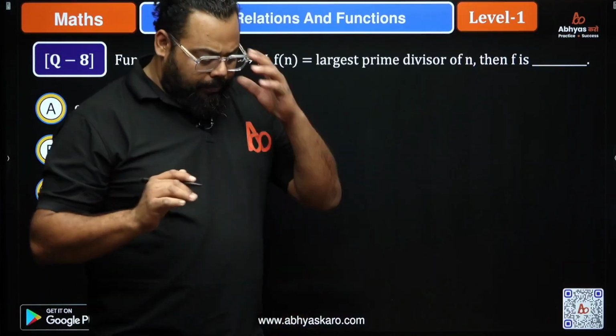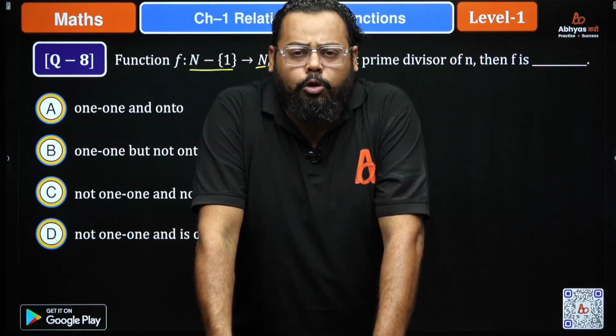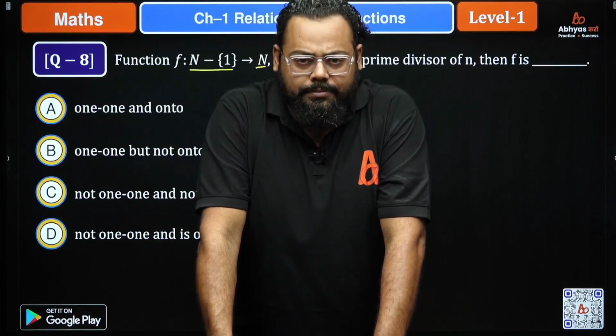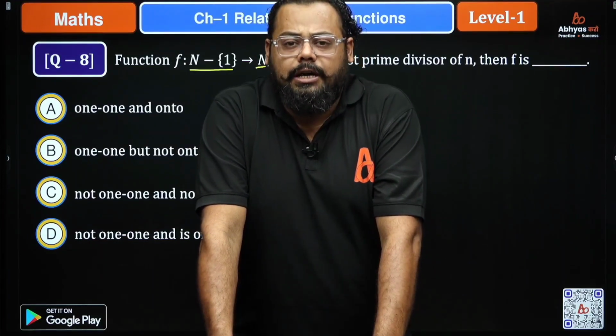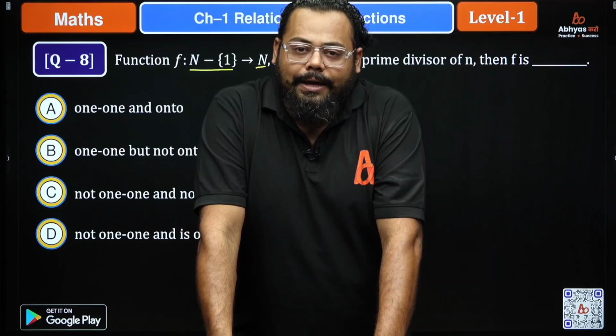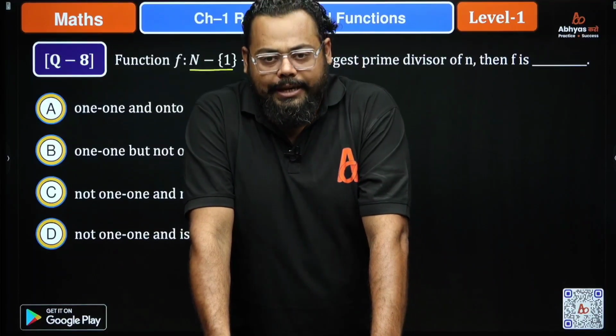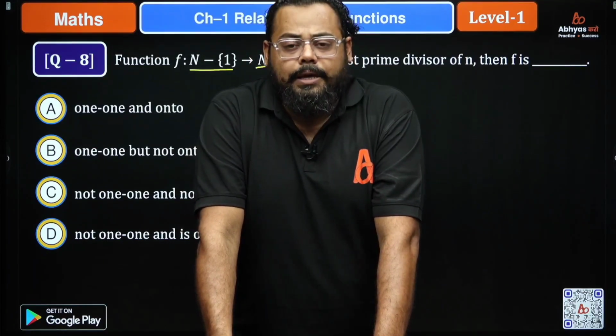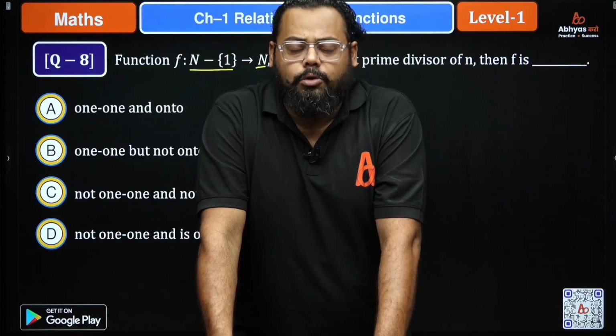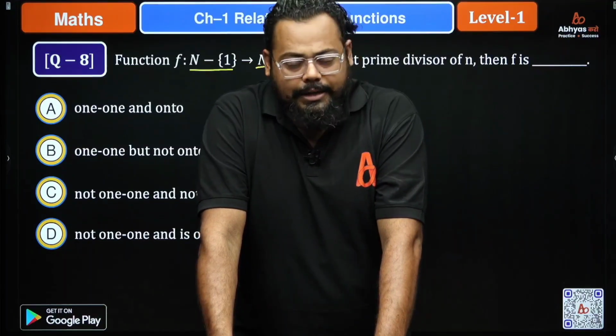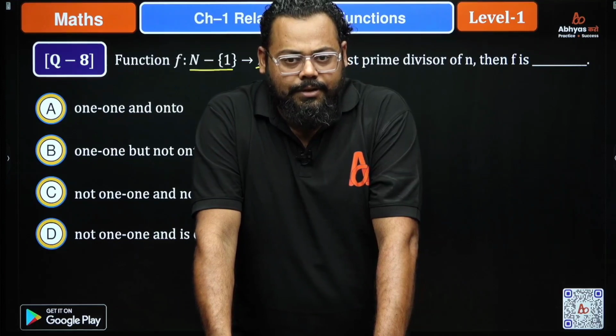So let's go for the basic revision. What is an on2 function? What is a 1 1 function? 1 1 function का prerequisite क्या है? 1 1 function का prerequisite ये है कि अगर आपकी दो अलग अलग इनपुट वैल्यूज है तो आउटपुट वैल्यूज भी अलग अलग आनी चाहिए. करेक्ट?